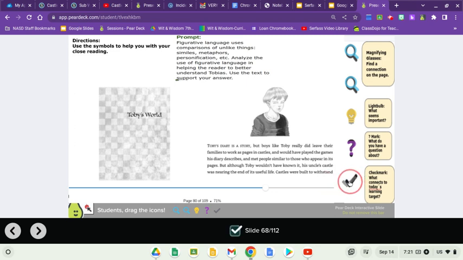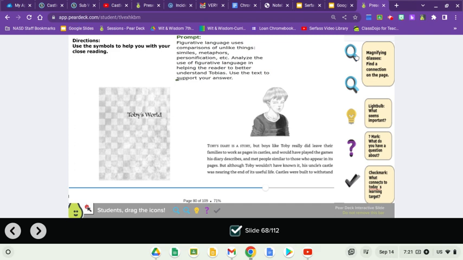Today's learning target, I'm going to connect with the prompt, which is asking you to analyze the figurative language, helping the reader to better understand Tobias. So we're going to be on the lookout for figurative language, especially once we get back into the Castle Diary. But right now, we're just going to practice, and maybe we'll see some similes, metaphors, personification, imagery, metonymy, synecdoche, or anything along those lines. All right, let's get into it.